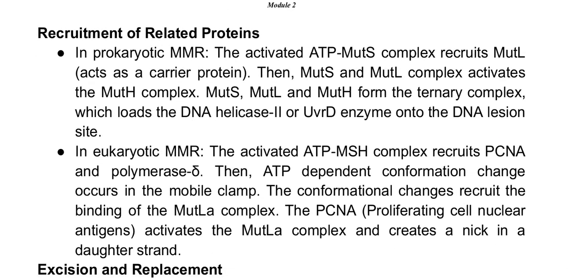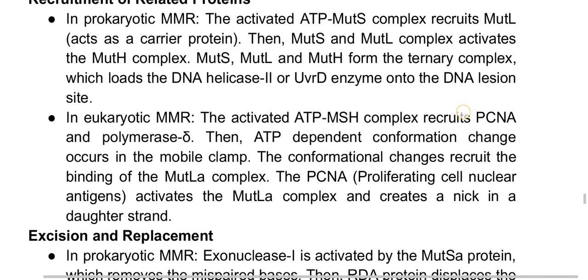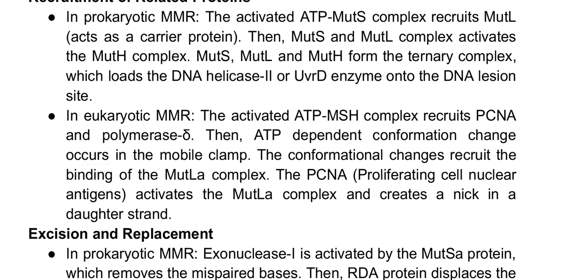In prokaryotic MMR, the activated ATP-MutS complex recruits MutL, which acts as a carrier protein. This MutS and MutL complex activates MutH. MutS, MutL, and MutH form the tertiary complex, which loads the DNA helicase 2, or UvrD enzyme, onto the DNA lesion site. In eukaryotic MMR, the activated ATP-MSH complex recruits PCNA and polymerase delta. Then an ATP-dependent conformational change occurs in the mobile clamp. The conformational changes recruit the binding of the MutL alpha complex and PCNA, proliferating cell nuclear antigen.